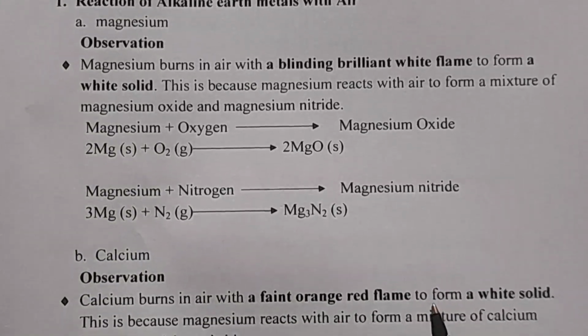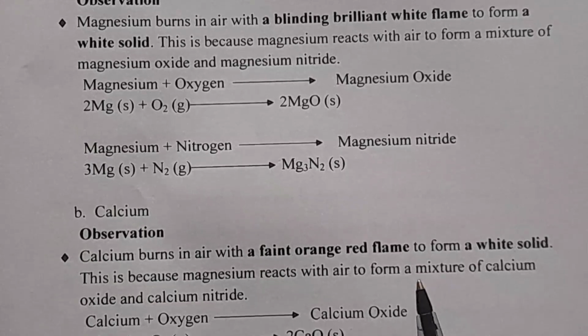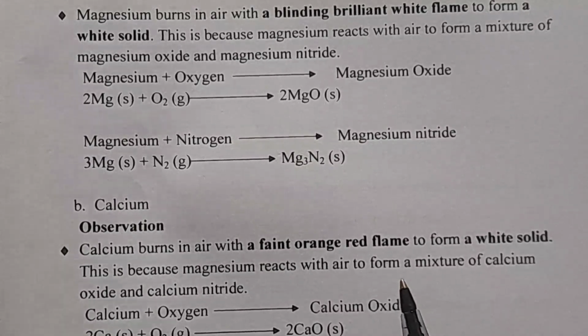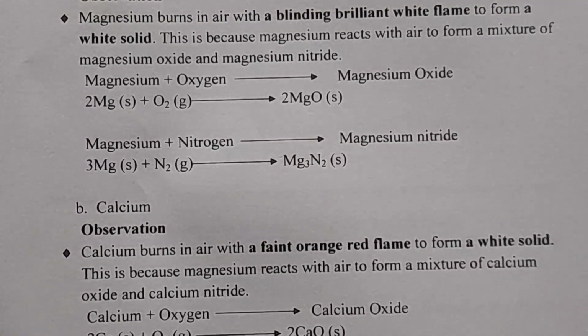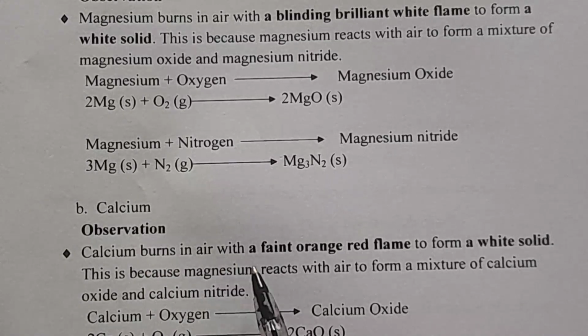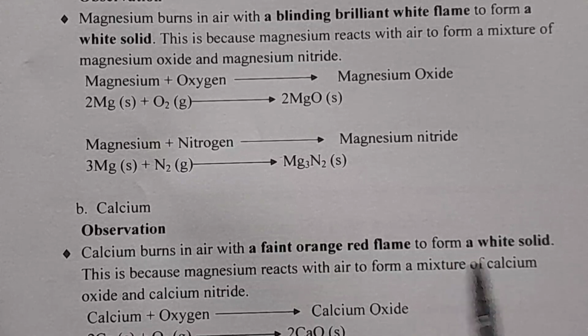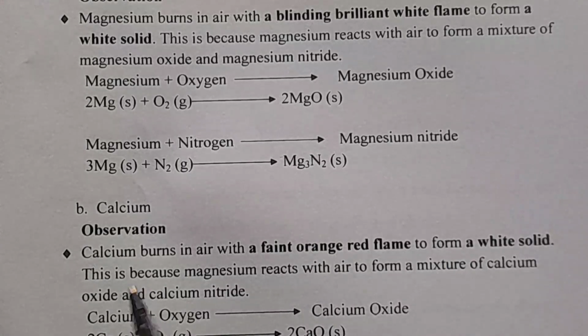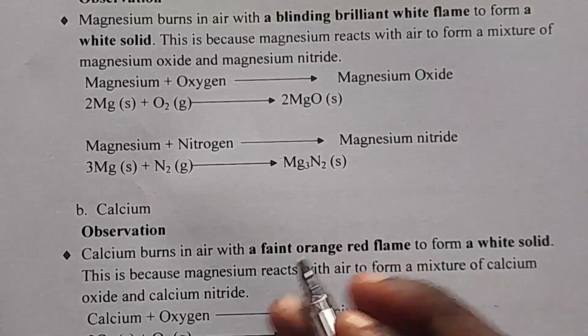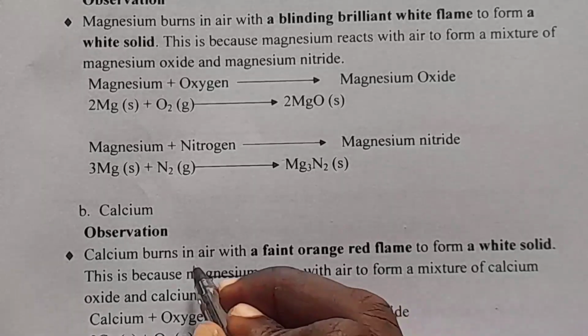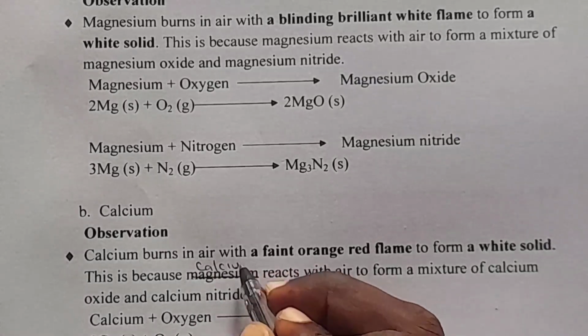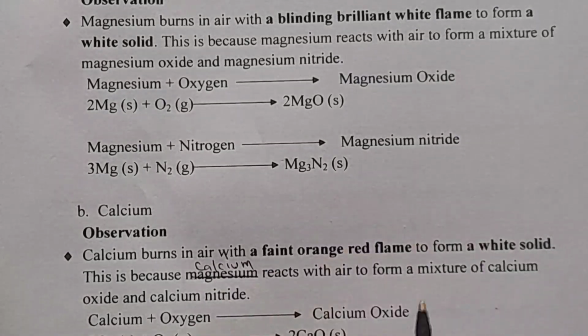Next, calcium. The observation that we make when calcium burns in air is that it burns with a faint orange-red flame to form a white solid. The reason for this white solid is that calcium reacts with air to form a mixture of calcium oxide and calcium nitride.